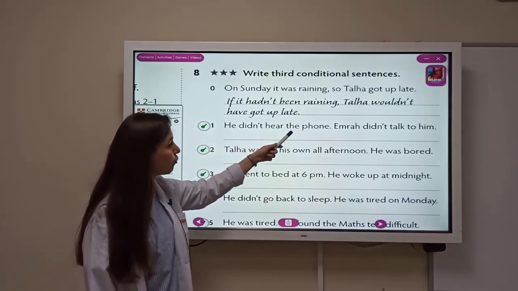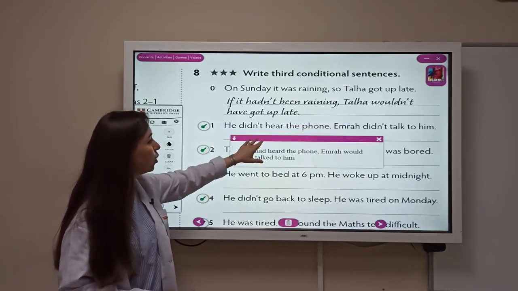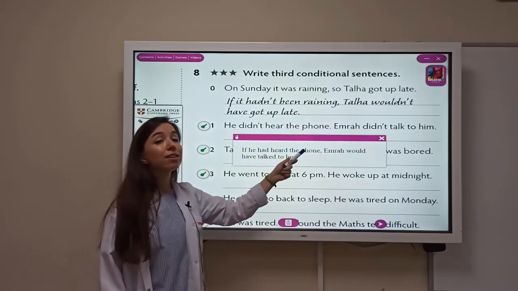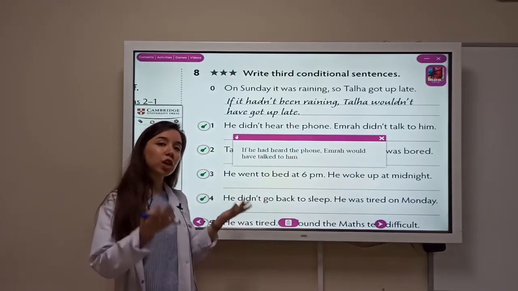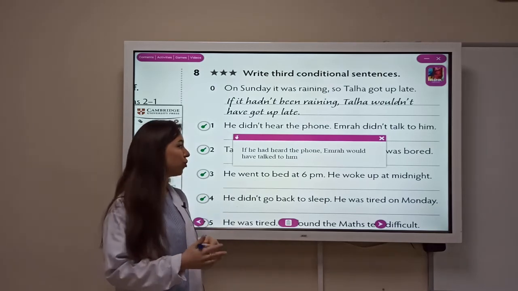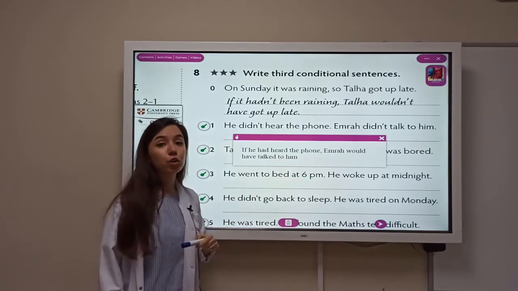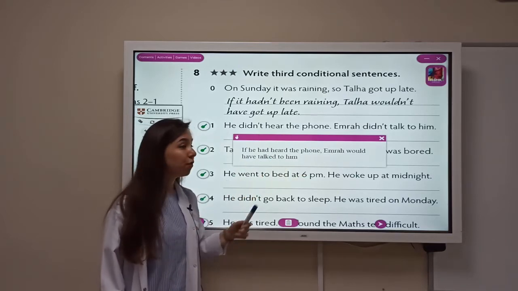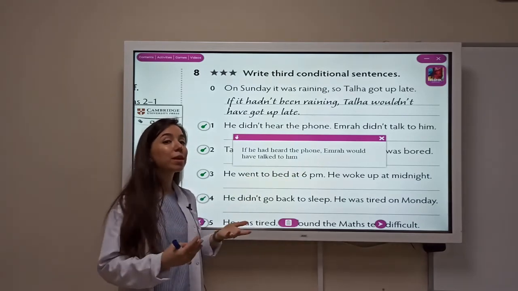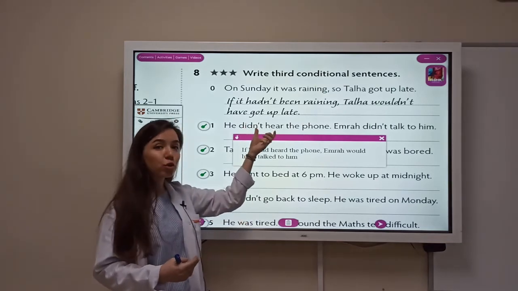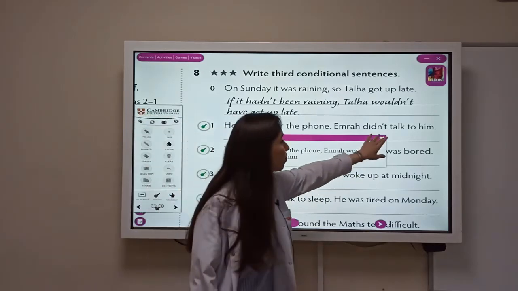He didn't hear the phone. Emre didn't talk to him. So what is the answer? Look at here. If he had heard the phone, he didn't. Yes, he didn't hear it. But we want to make it third conditional for an imaginary, unreal situation. If he had heard the phone in the past, Emre would have talked to him. If clause past perfect, this one would plus have plus past participle because it's something unreal. We change this situation with these sentences with the same meaning but in the third conditional form.